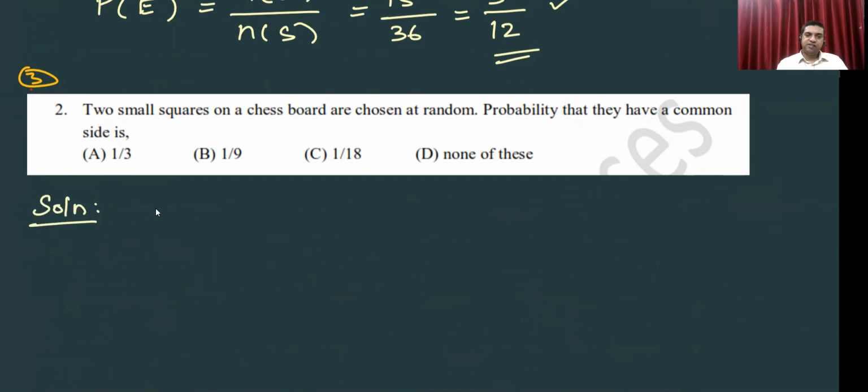What is N of S? Sir, 64. N of S is 64C2. Sir, but there are 64 squares, right, sir? Yes, there are 64 squares, of which we have to pick 2 at random. Got it, sir.